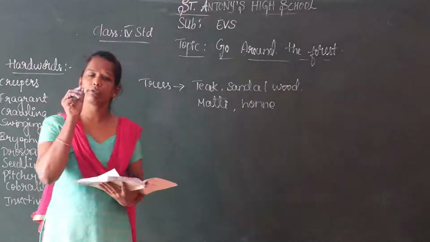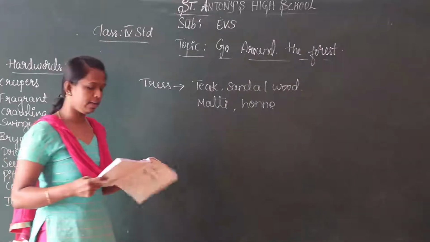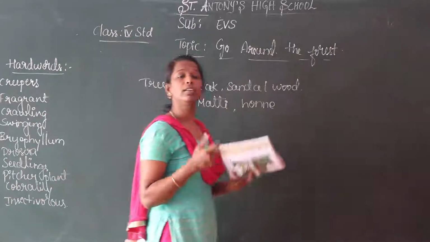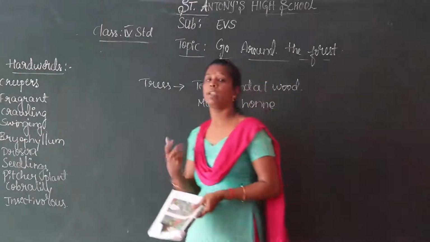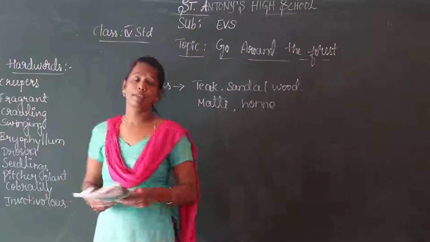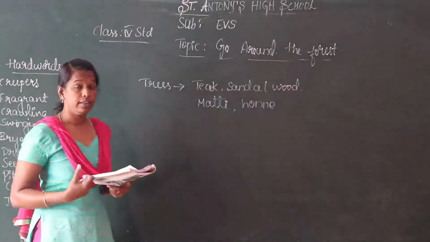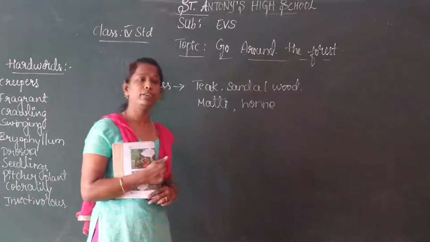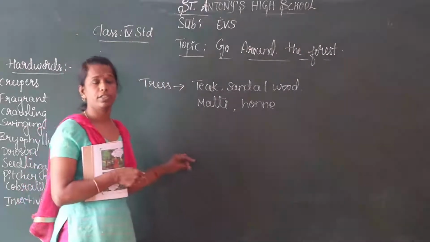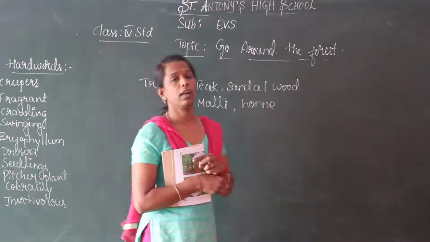And also some insects. And also trees. What is the importance of trees? They are used for building and furniture construction. The trees also give shade. Compared to deforestation and afforestation, deforestation means cutting of trees.